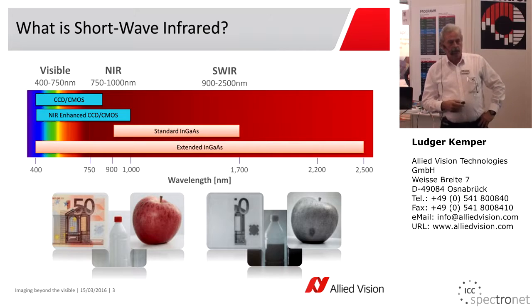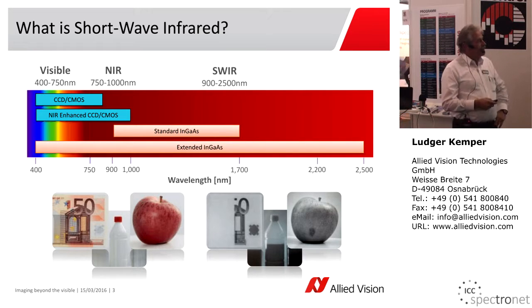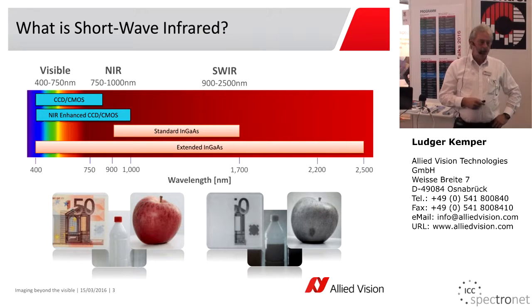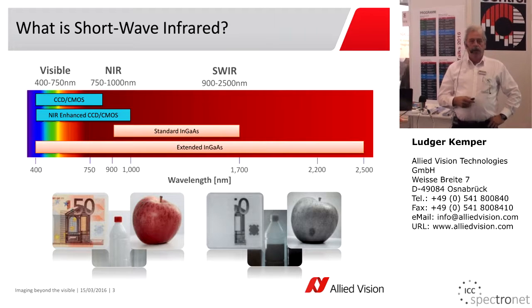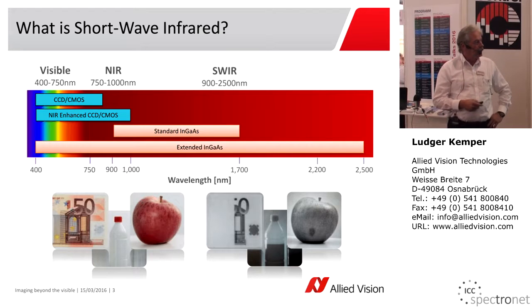We also have the standard InGaAs or indium gallium arsenide sensors, which are sensitive in the range from 900 to 1,700 nanometers. And also in this range you have two kinds. You have visible extensions in these cameras, and also you have the SWIR extensions up to 2.5 micron. And here you see typical images of the SWIR range.